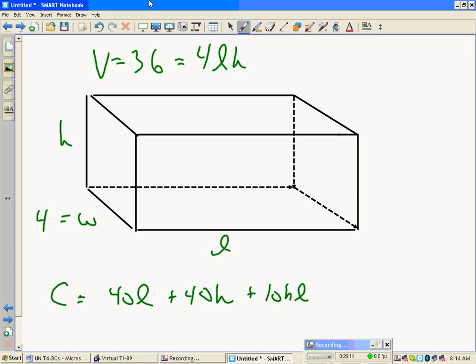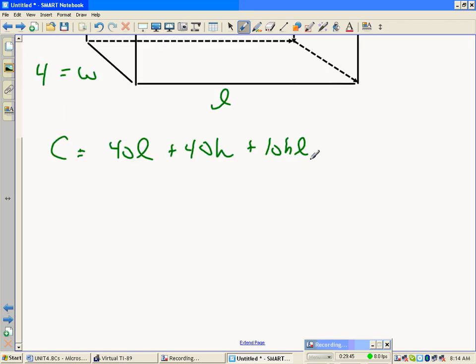But notice there's a constant width and a constant volume, so there's a relationship between L and H. So, can I get rid of H if I wanted to? I could get rid of H and differentiate with respect to L to minimize the cost, right? So say I want to get rid of H. What's H according to this? Can you get H alone just looking at this? H is 9 over L. Perfect, good.